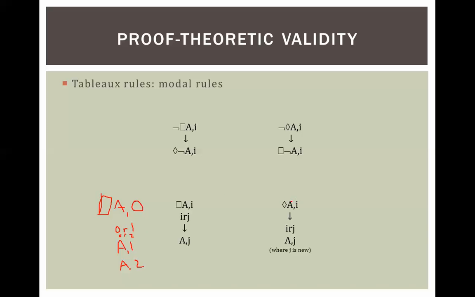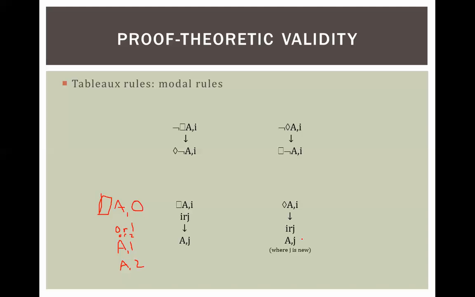For diamond A, that's possibly A, you don't have to have an iRj somewhere on the branch already. You're going to make your new iRj, and j is going to be new here. So j can't be anything else that you've already had on that branch. If something branches off and on one side you have a j and on the other side you have a diamond, it doesn't really matter if the branches have split already. But j should be new to that branch.